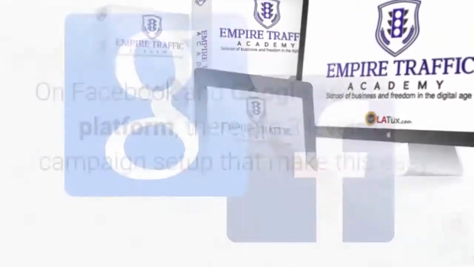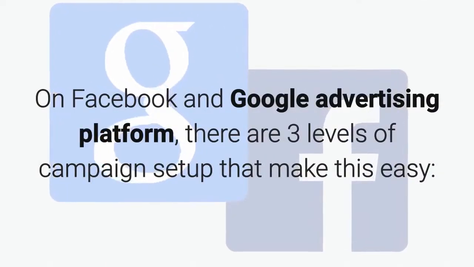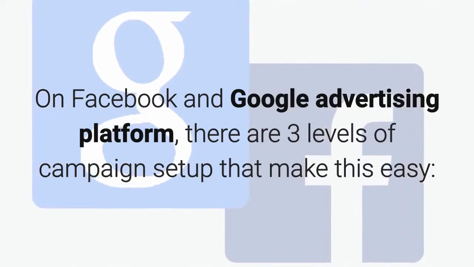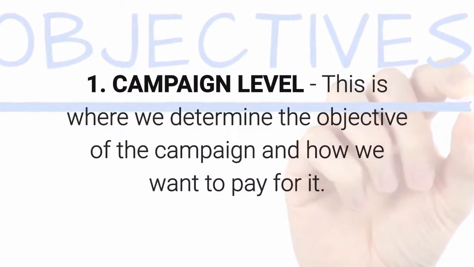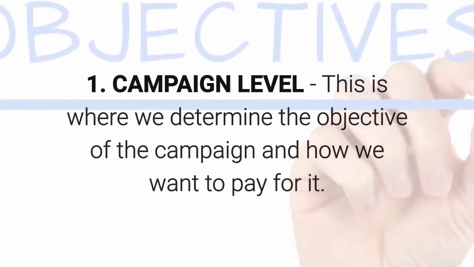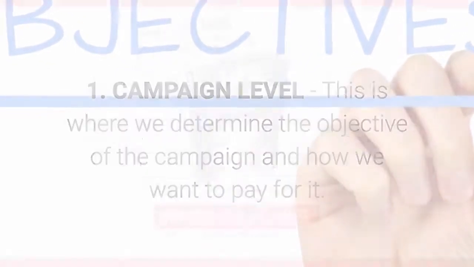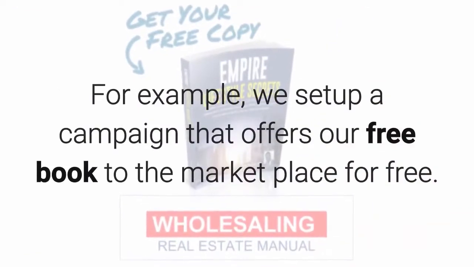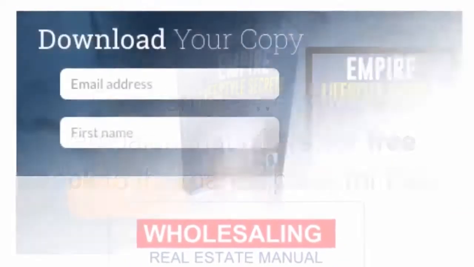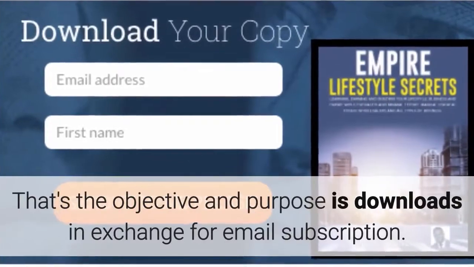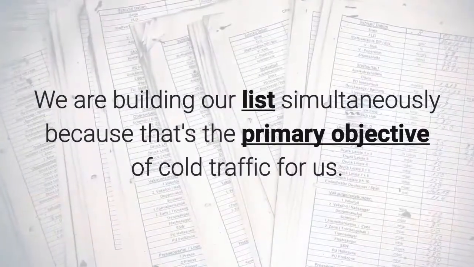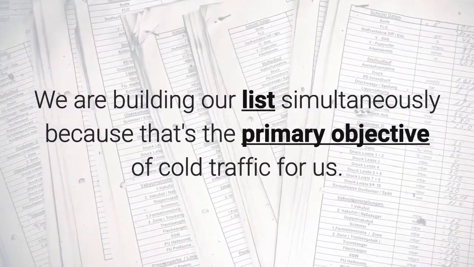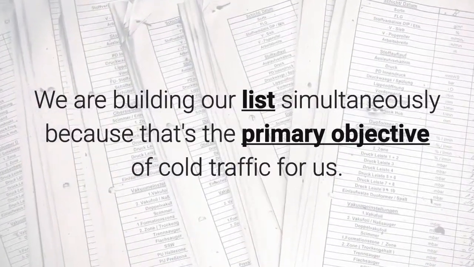It's actually very simple. On Facebook and Google advertising platforms, there are 3 levels of campaign setup that make this easy. Number 1, the campaign level. This is where you determine the objective of the campaign and how we want to pay for it. For example, we set up a campaign that offers our free book to the marketplace for free. That's the objective, and the purpose is downloads in exchange for email subscription. We're building our list simultaneously because that's the primary objective of cold traffic for us.